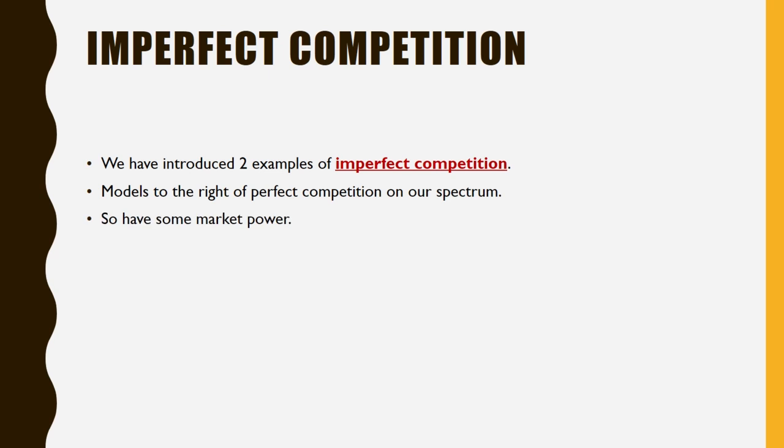Think about what happens as we move along that spectrum. We introduce some market power, right? Perfect competition, we learned, has no market power, but as we move to the right towards monopoly, we start to see market power. So first we talked about the model of monopolistic competition, and then moving further down on the spectrum, we talked about the model of oligopoly. So let's start by reviewing those two market structures.